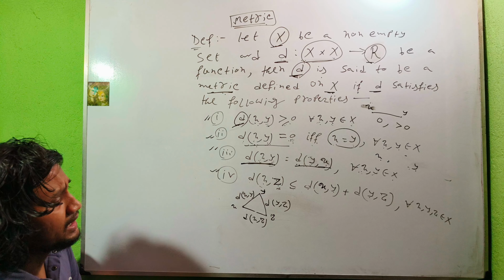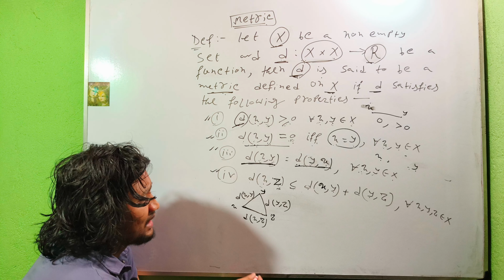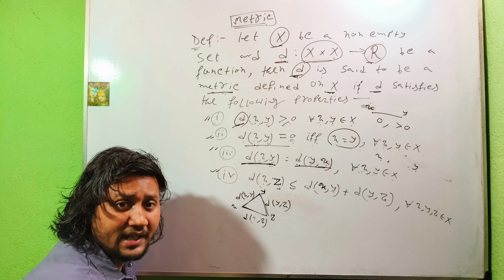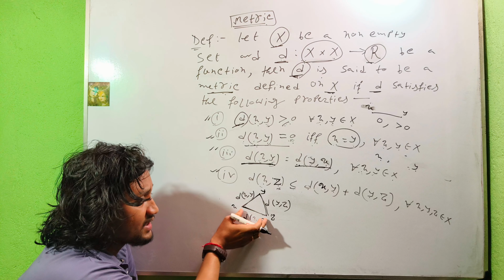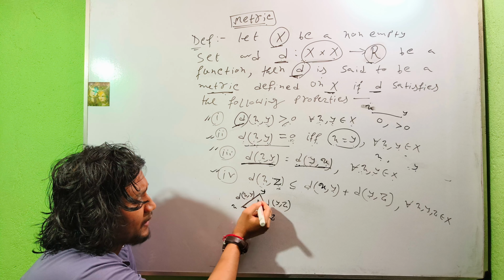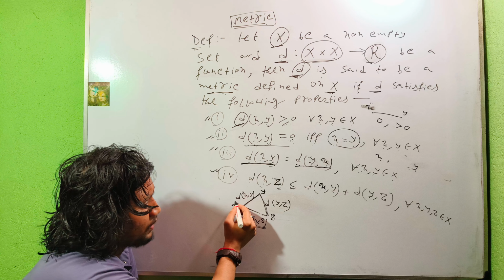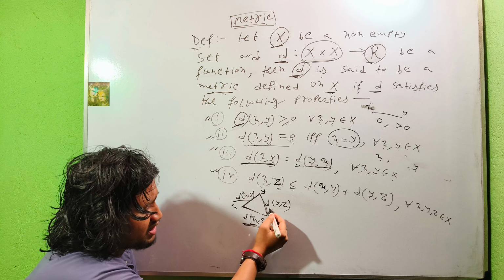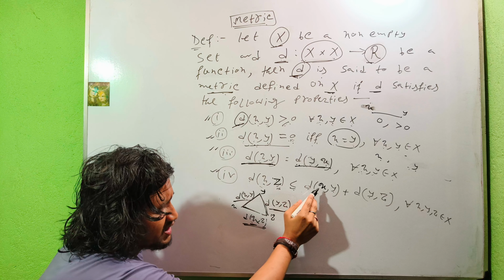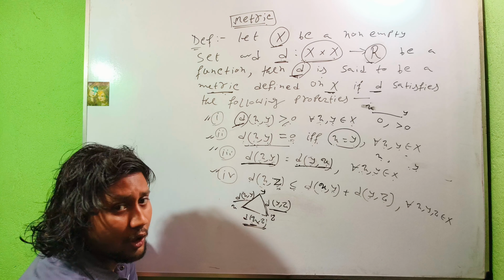As we know, if we take any one side of a triangle, it will always be less than or equal to the sum of the other two. That is, the distance between x and z is less than or equal to the distance between x and y plus the distance between y and z. That is, d of x comma z is less than or equal to d of x comma y plus d of y comma z, for all values of x, y, z belongs to x.